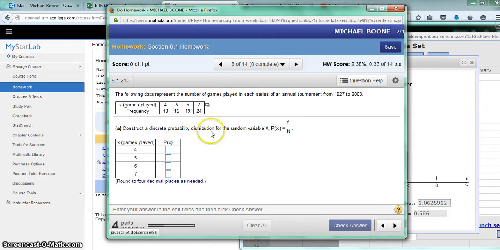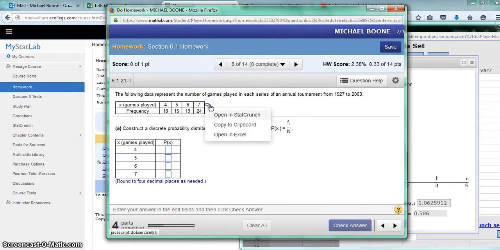Number 8, it first wants us to construct the discrete probability distribution. So it's either 4, 5, 6, or 7, the number of games played in each series, because it's a best of 4 series. So that means either somebody wins them all, or it comes down to that final game that's a tiebreaker, because they each have 3. So you would have to construct the probabilities. So that's just looking at the individual counts for each number of games played divided by the total number of games.